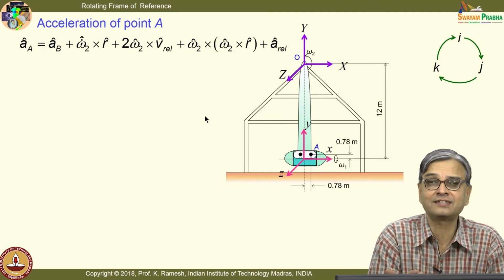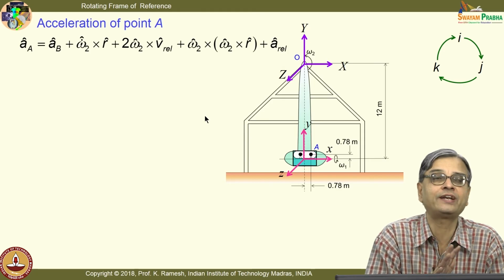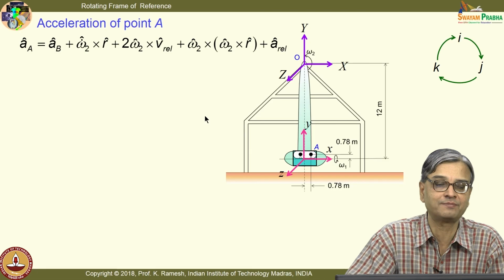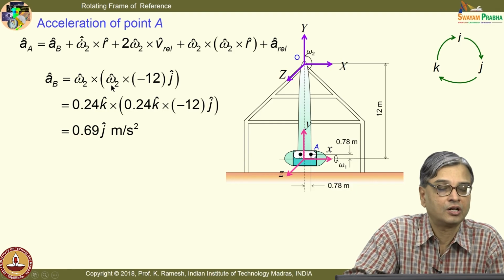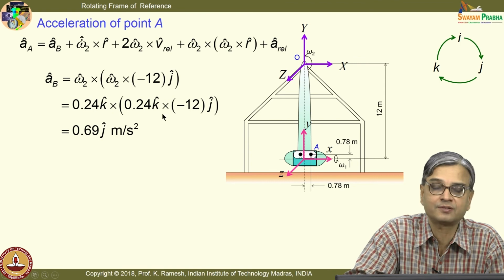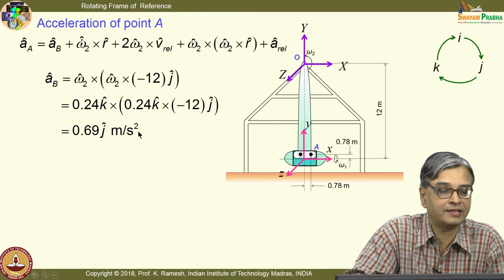Here I have the axes are parallel and collinear, I do not have to worry about the unit vectors, that also makes your life simple. So, I have AB equal to omega 2 cross omega 2 cross minus 12 j, I have this as 0.24 k, and when you multiply this I get this as 0.69 j meters per second squared.